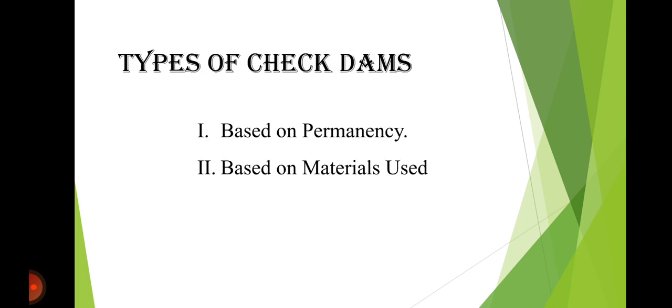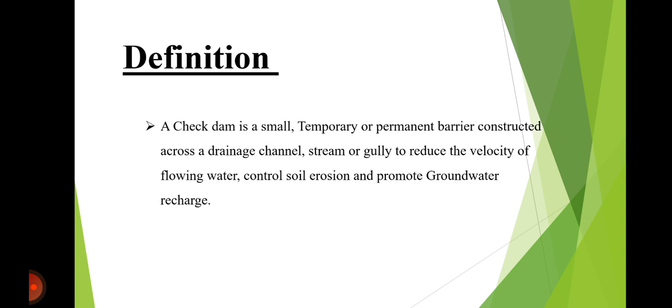So now again I repeat the definition of the check dam. A check dam is a small, temporary or permanent barrier constructed across a drainage channel, stream or gully to reduce the velocity of the flowing water, control soil erosion and promote groundwater recharge.